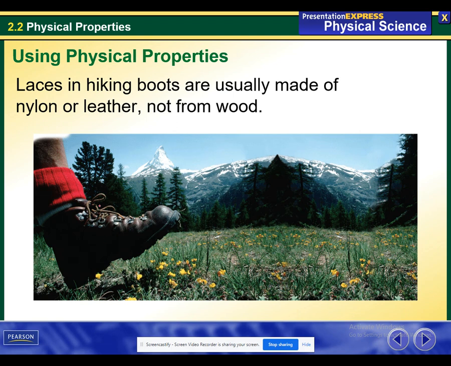So here's a good picture. This is a hiking boot, and here are the laces. The laces on hiking boots, we usually use nylon or leather because, like I said, they're flexible and they're durable. We're not going to use wood, and that's because wood is too stiff and it will break if you try to bend it.